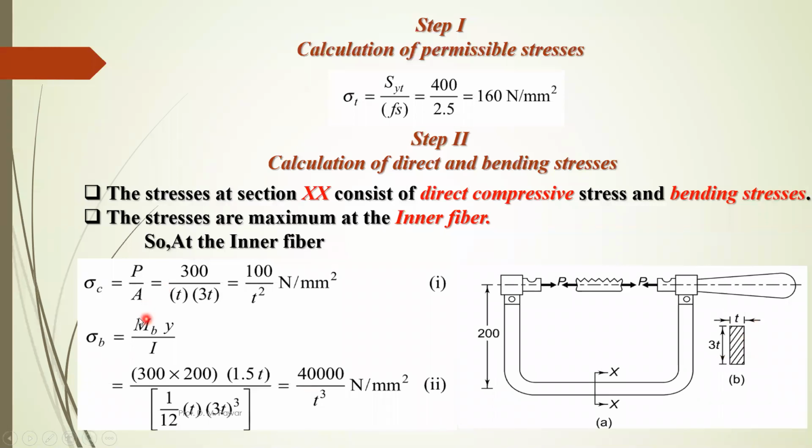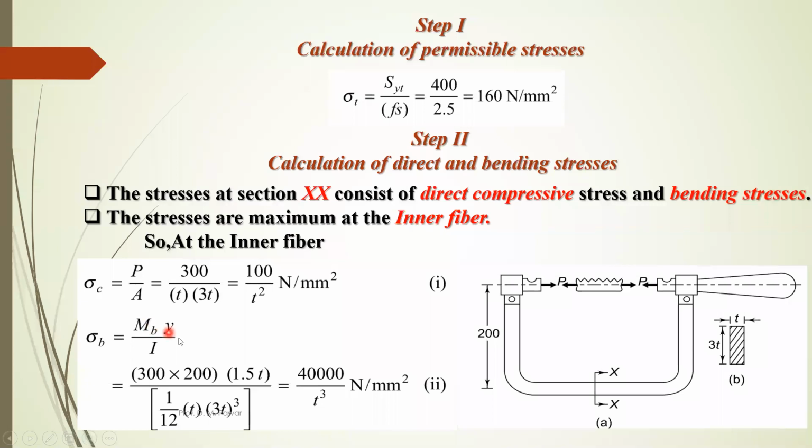So first we will concentrate on bending moment. How to calculate bending moment? Bending moment is nothing but whatever the force acting multiplied by distance perpendicular to the cross section. So force acting P and distance, you can see in the diagram, is 200 mm. So P into 200, P is 300 Newton. So 300 multiplied by 200 is our bending moment, M_b.